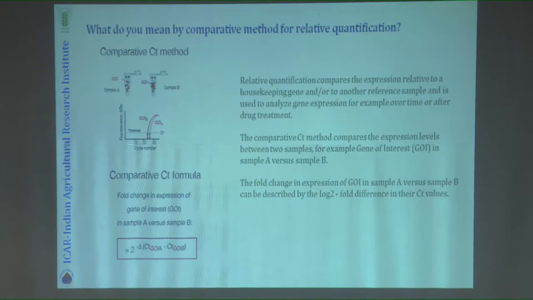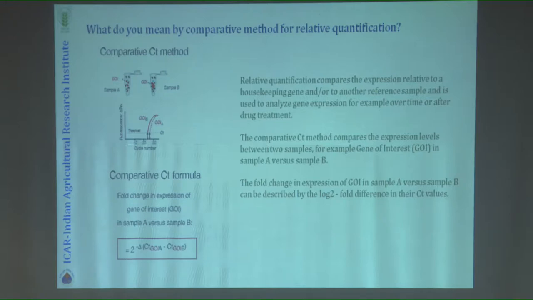We select not only the gene of interest, we also select a housekeeping gene so that we can compare the expression of those two. And we use the comparative CT method, which compares the expression levels of two samples for an example gene of interest within samples A and B. And the fold change in expression of the gene of interest in sample A versus B can be described by the log2 fold difference in CT values.